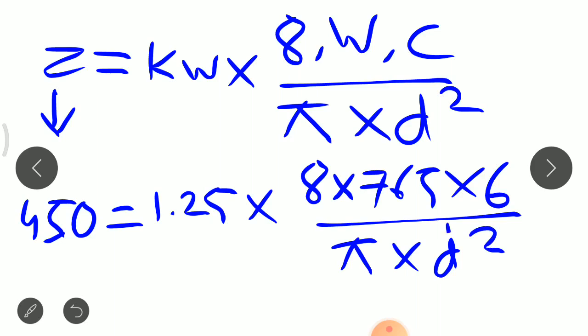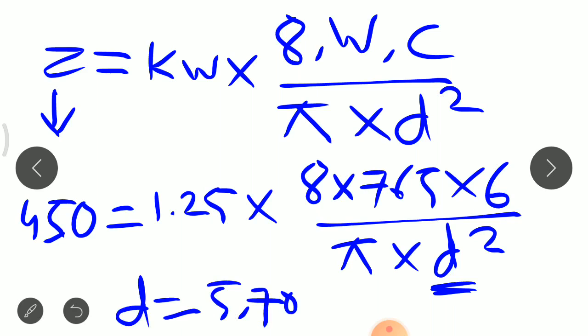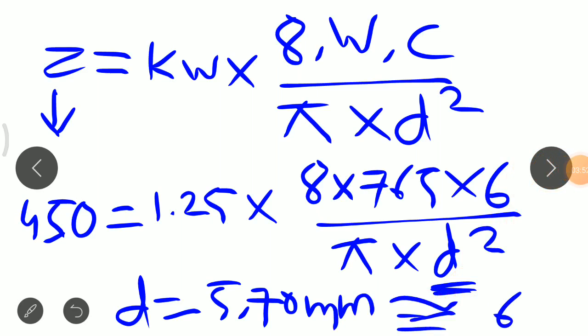Here the unknown quantity is only d square, so we will find the value of d square and take its root, and we will get the value of d as 5.70 mm. That is rounded up, we will take the rounded up value as 6 mm. This is the diameter of the spring wire. We have calculated the first quantity.